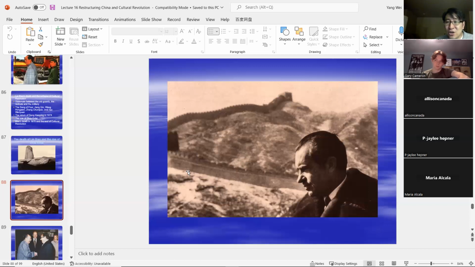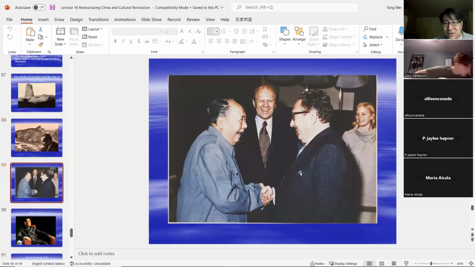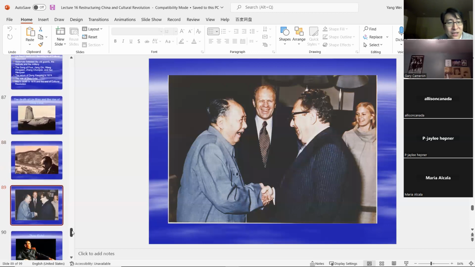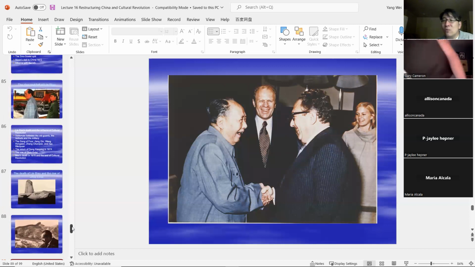So Nixon visited China, and he was welcomed by Mao. Okay, so this is Kissinger meeting with Mao. So in the early 1970s, the United States and China formed a de facto military alliance.